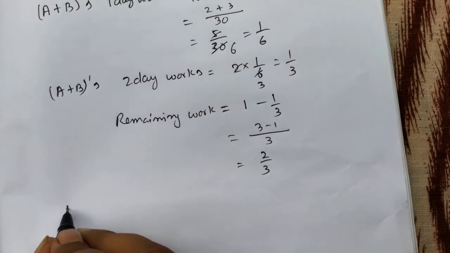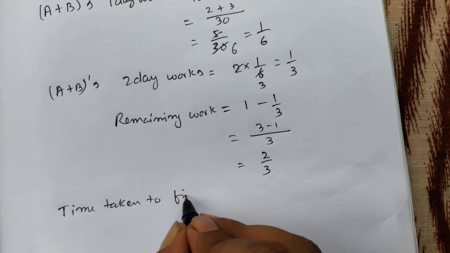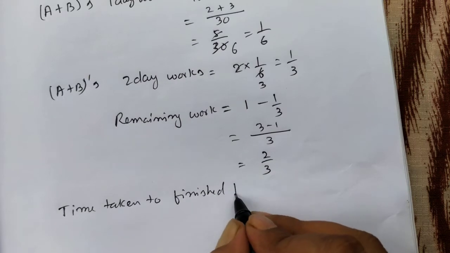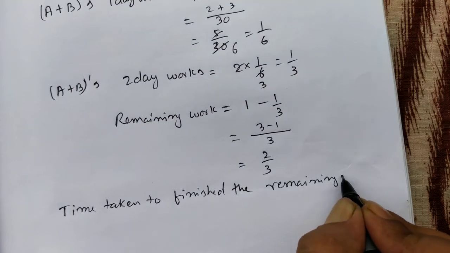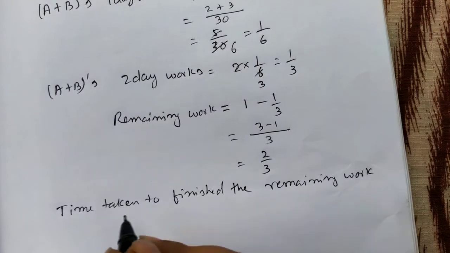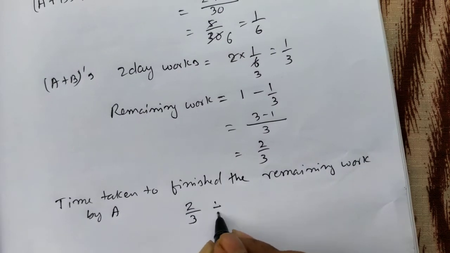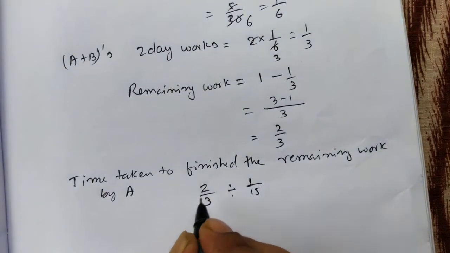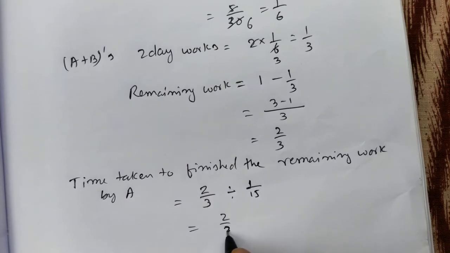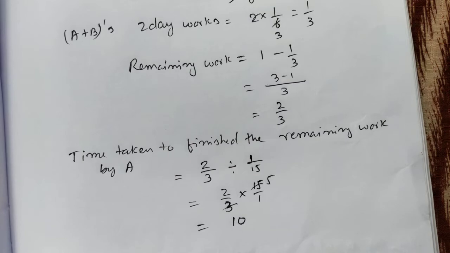Time taken to finish the remaining work by A. So this much work is left and it has to be done by A, so we have to divide that by A's 1 day work. So it will be 2 by 3 when you make it into 15 by 1. So A will take 10 days to finish the work.